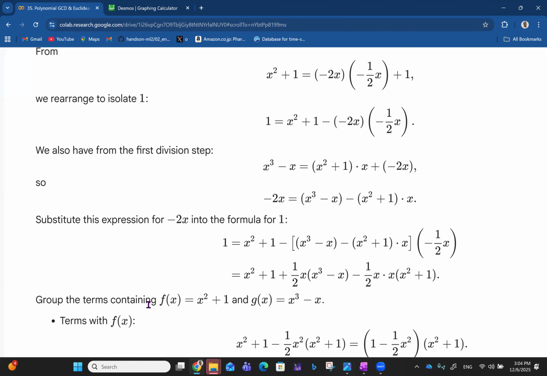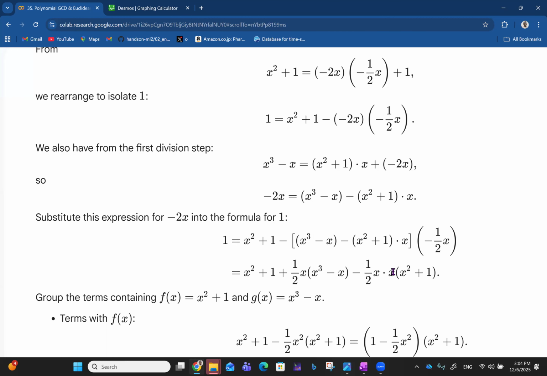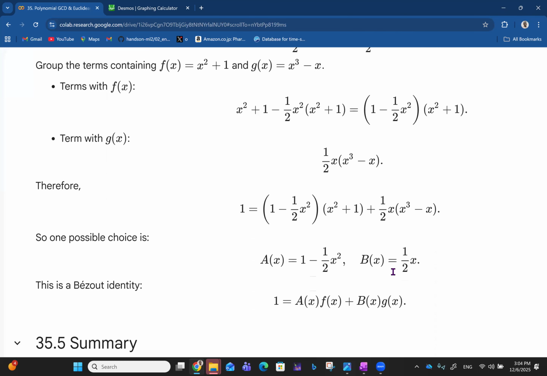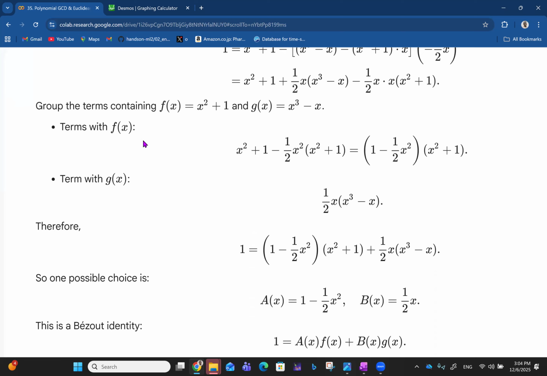So if you group the like terms, you see that f of x is x squared plus 1 and g of x is x cubed minus 3. If you group the like terms, you end up having the terms with f of x. So x squared plus 1 minus half x squared into x squared plus 1 is now 1 minus half x squared into x plus 1. And the term with g of x now.